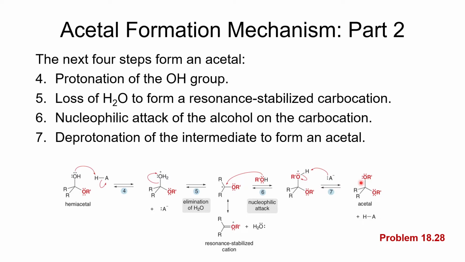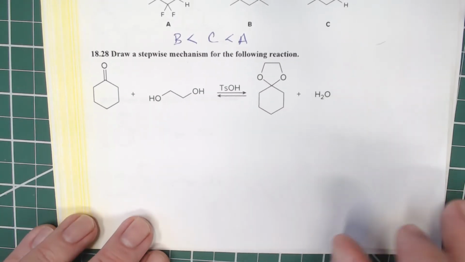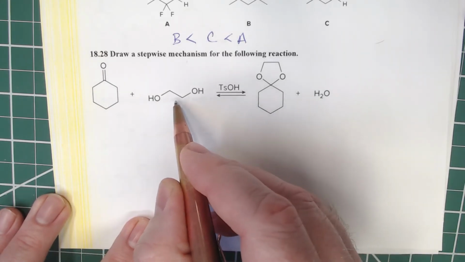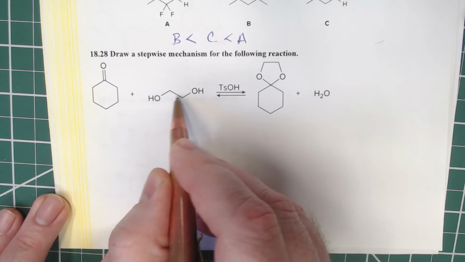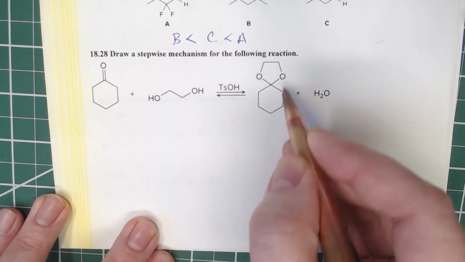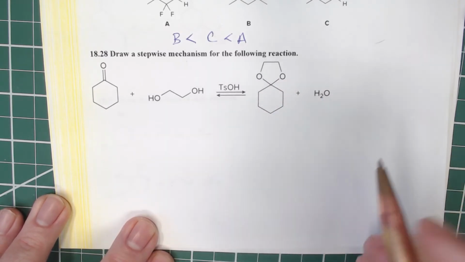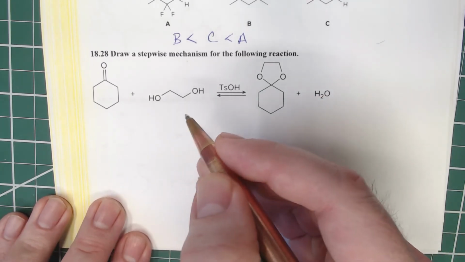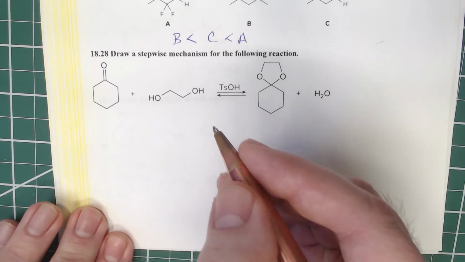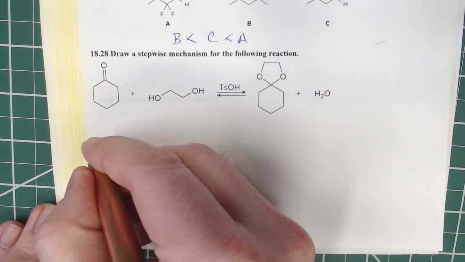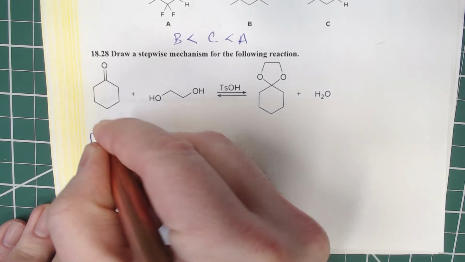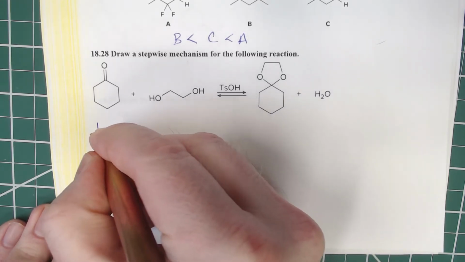So let's look at this particular one. Here we've got cyclohexanone, and we do have toluenesulfonic acid, but we also have ethylene glycol, and then we form this product plus water. Again, if we want to drive this reaction to the right, we remove water, like with the Dean-Stark trap. So first step, we're going to protonate this. I want to make sure I can fit this all on here, so I'm not going to draw huge.